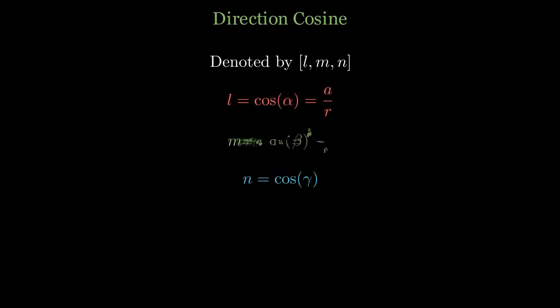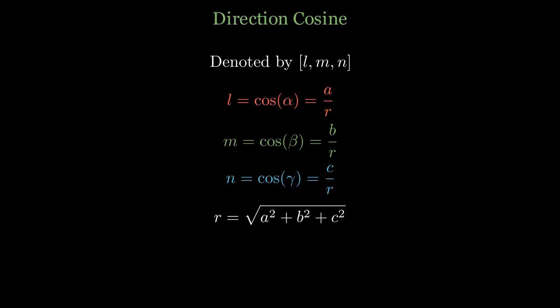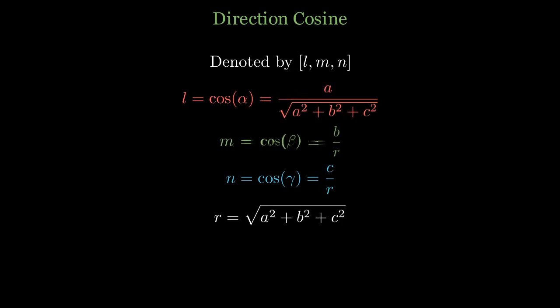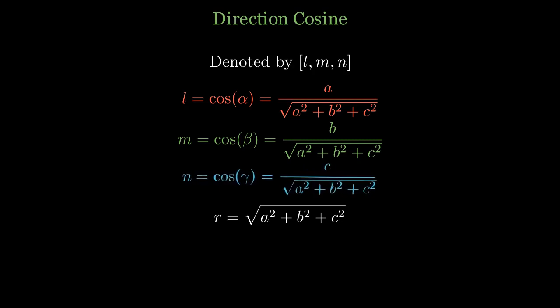Now replacing these values, we can see that L is A by R, M is B by R, and N is C by R. R is the magnitude, which is root of A square plus B square plus C square. Substituting the magnitude will give the following equations. Here we can notice one property of direction cosines, that is L square plus M square plus N square is 1. That is the property of a unit vector, that the magnitude of a unit vector is 1. L, M, and N are basically the x, y, z components of the unit vector.